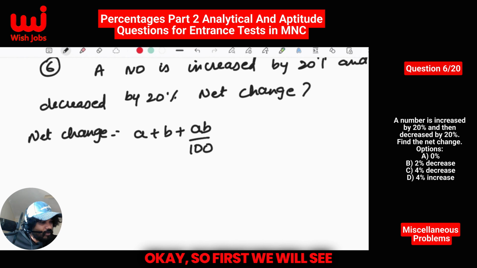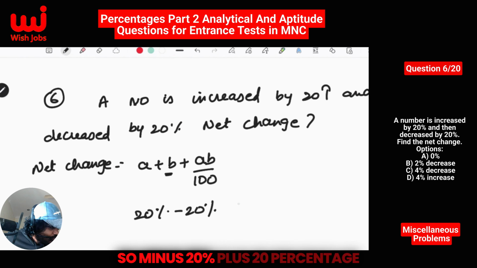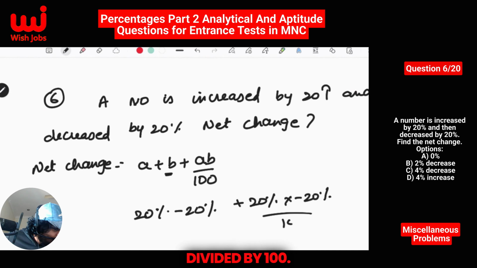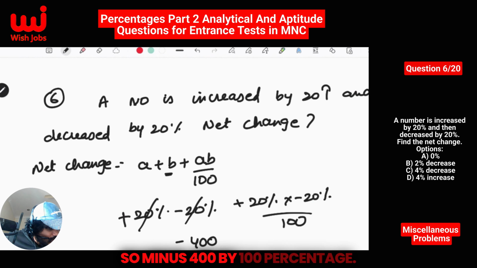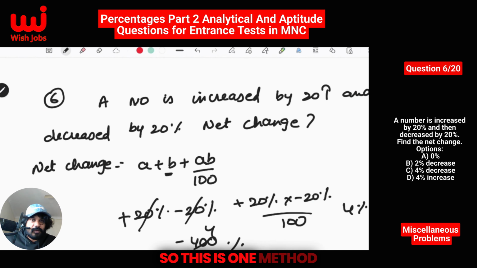So first we will see this method: 20%, 20%. Next, b is decreased, so minus 20%: plus 20 percentage plus minus 20 percentage plus 20 into minus 20 divided by 100. So plus 20 minus 20 gets cancelled. 20 into 20 is 400. So minus 400 by 100 percentage. So that is 4 percentage decreased. So this is one method of doing it.